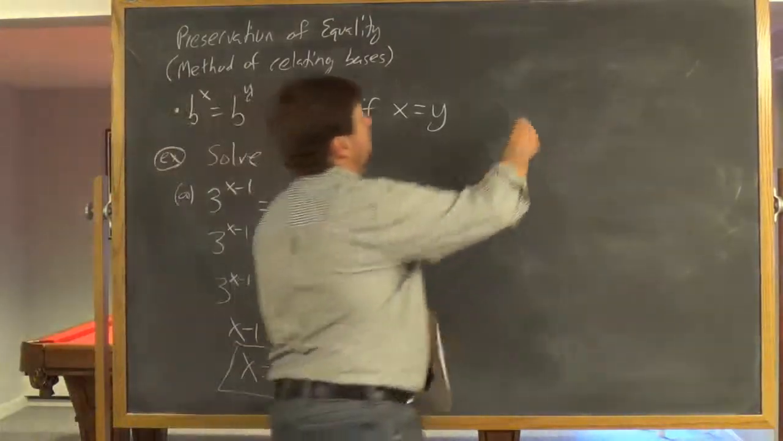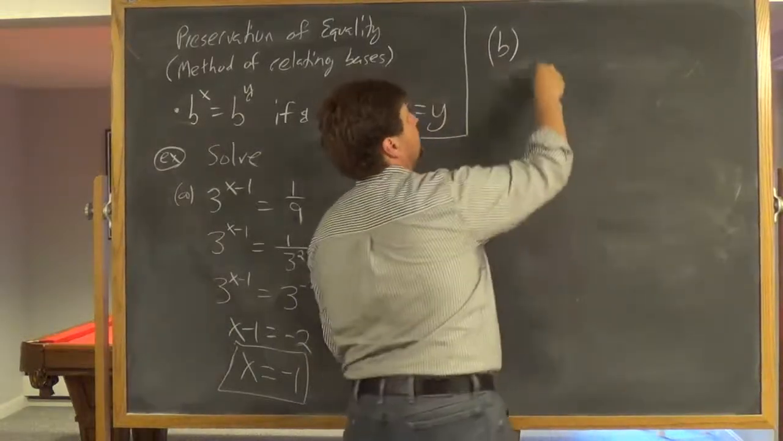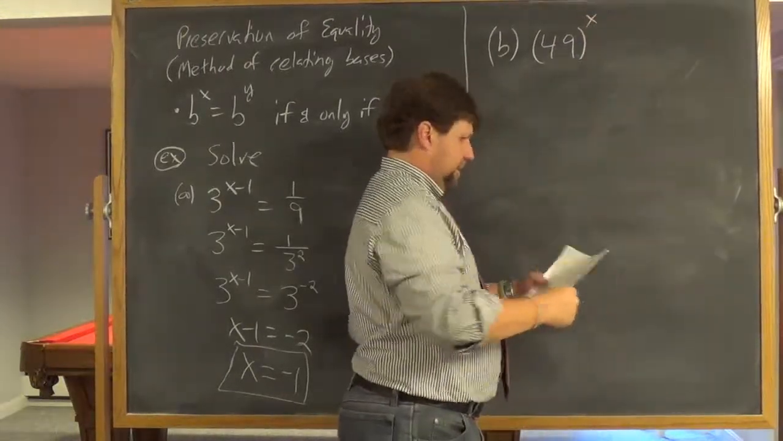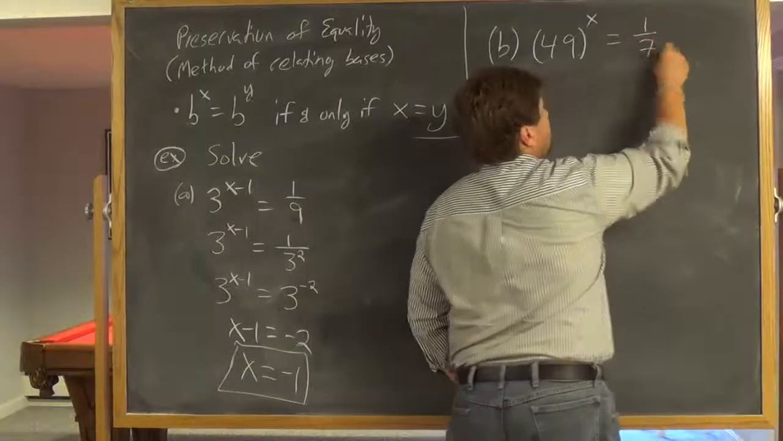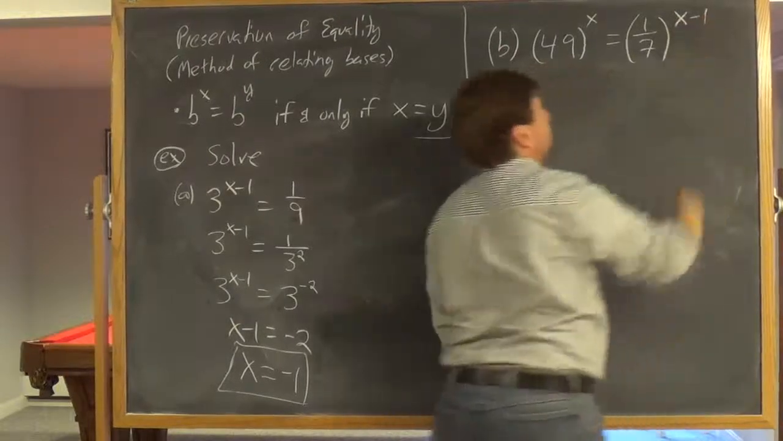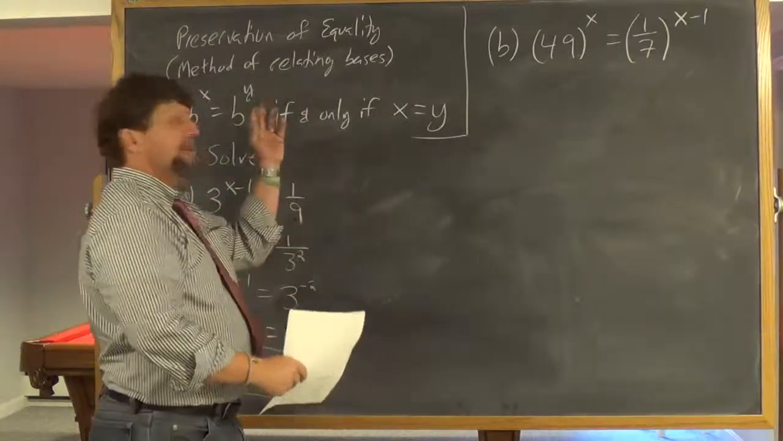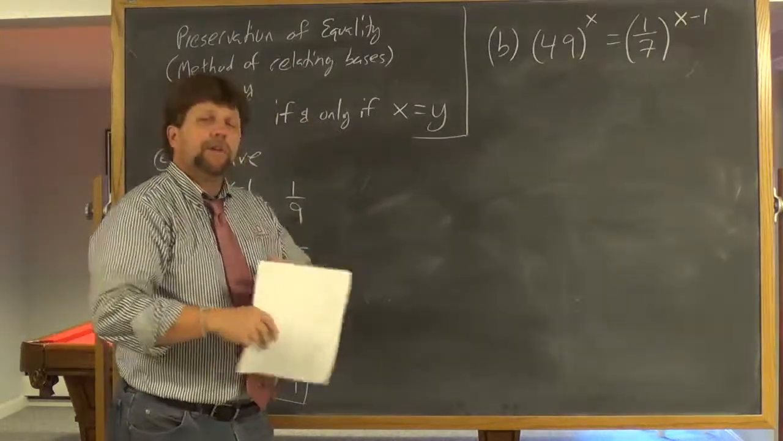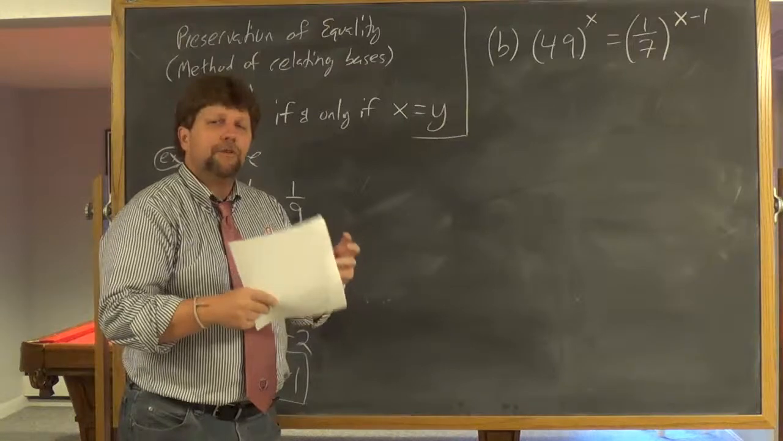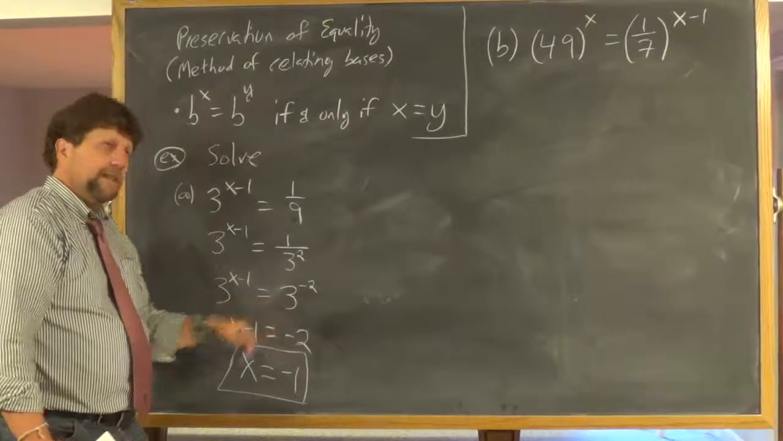Let's try another one. Let's try solving 49 to the x power equals 1/7 to the x minus 1. I'm going to do my best to make my preservation of equality work. So in other words, I'm going to try to rewrite each side of the equation as some exponential looking creature where we have the same base. Kind of like what I did here in A. We ended up with the same base.